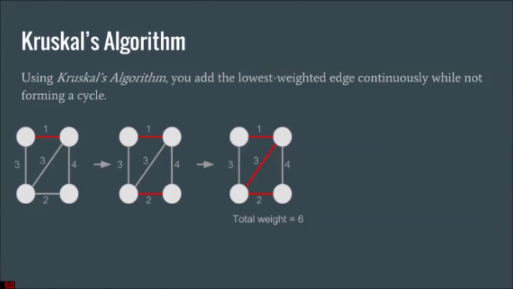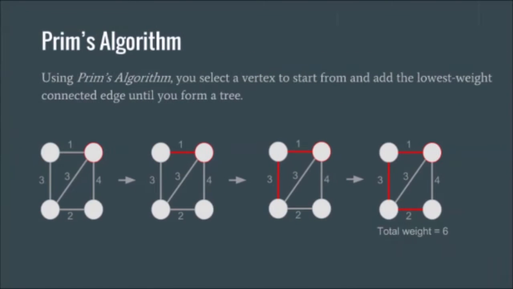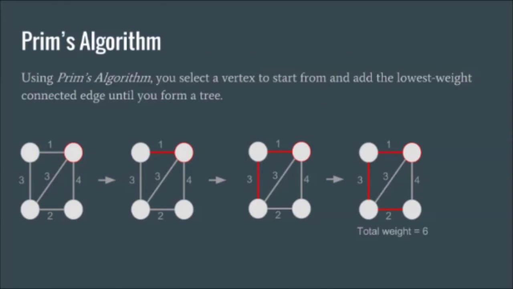Kruskal's algorithm involves selecting the lowest weight edge and then the next lowest edge while not forming a cycle. You can do this until you form a spanning tree. Prim's algorithm involves selecting a random vertex and then adding the lowest edge that is connected to the vertex. You then extend a tree by choosing the lowest weight edges. Also note that both Kruskal's and Prim's algorithms are not perfect and may have errors.